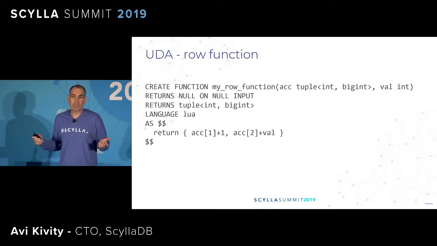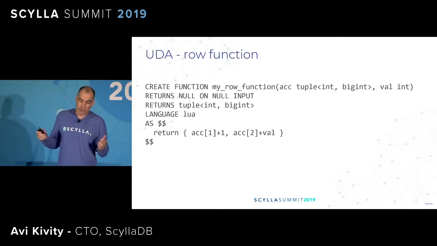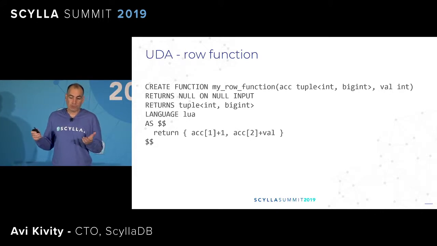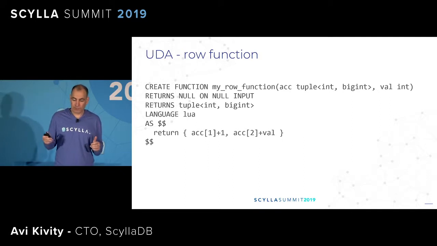And let's look at what the row function does. We receive the tuple in the accumulator, and we're returning another tuple. What we see is that we increment the first element of the tuple, and we sum the input value into the second element. So what we have is a running count of the number of rows that we observed, and a running sum of all of the values that we read.